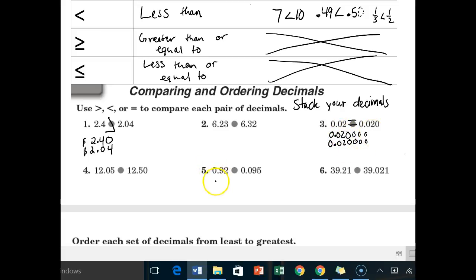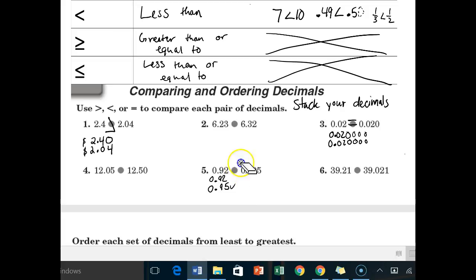Number 5, 0.90, 0.92, and 0.95. So this is nice and simple. The 9's in the tenths spots are the same, so I move to the hundredths. I have a 2 and I have a 5. Which one's going to be bigger? That's this one.